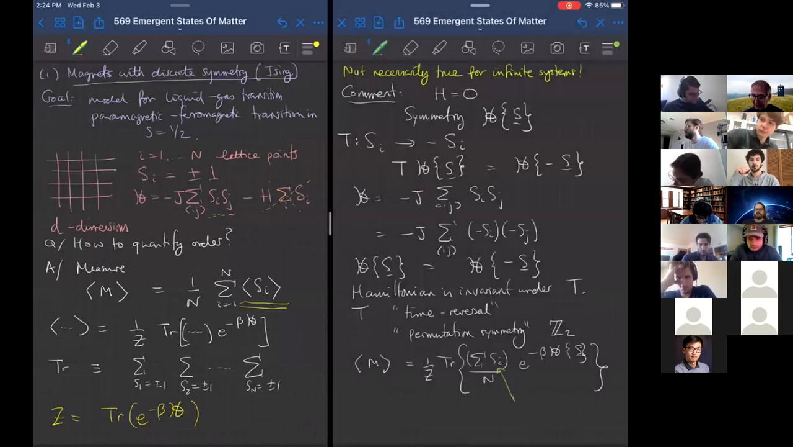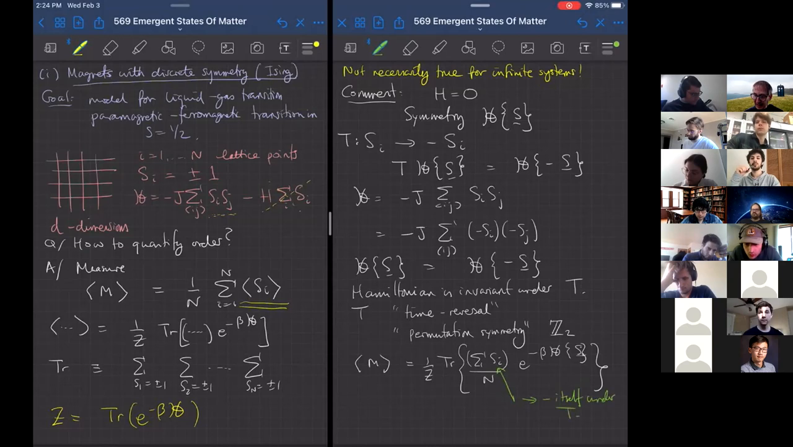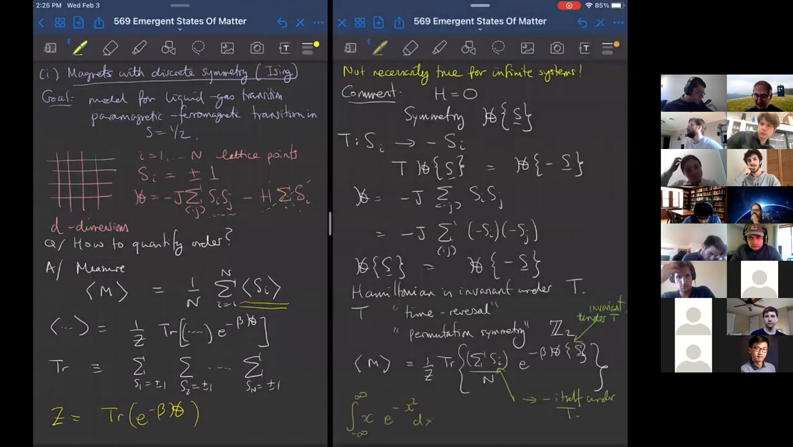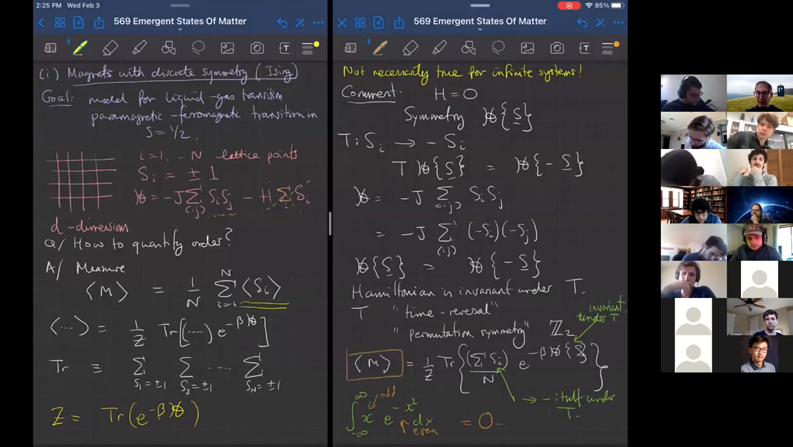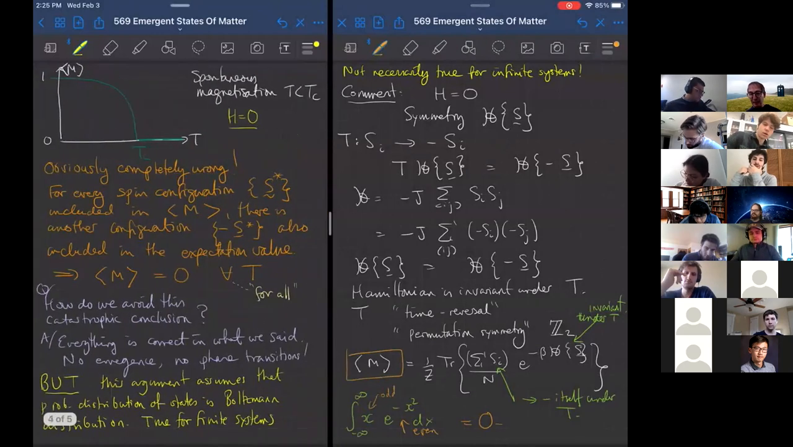Okay, so when I compute this, what you can see is that this object here goes to minus itself under T, and this thing over here, the Hamiltonian, is invariant under T. So basically, what this object is, this is like integrating x from minus infinity to plus infinity of e to the minus something like x squared. If you had that integral to do, you would say, oh, I know that has to be zero because this is an odd function and this is an even function. And so I have to get zero. And so that's why the magnetization is always equal to zero if you have the Boltzmann distribution.